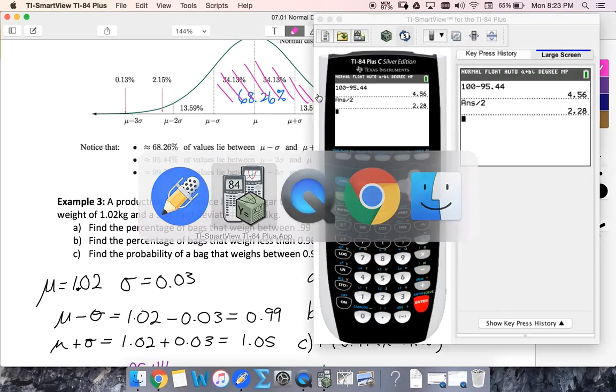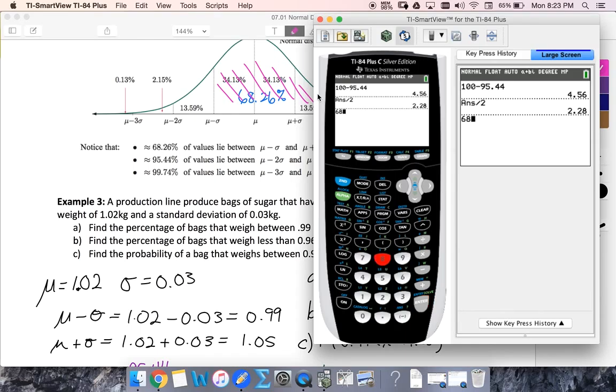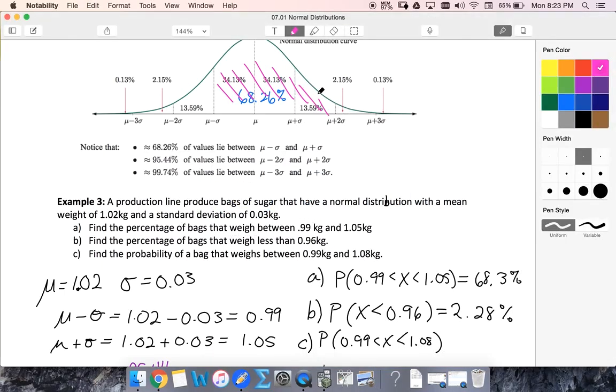So we've got 68.26, or if we add all three sections, 34.13 plus 34.13 plus 13.59. That's 81.85%. Or if I'm going to round to three significant figures, 81.9%. So that's what we're thinking about with this first start of normal distribution. Let's go into your book now and do some examples.